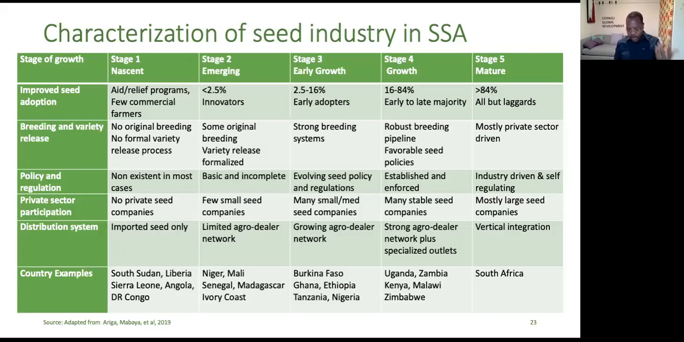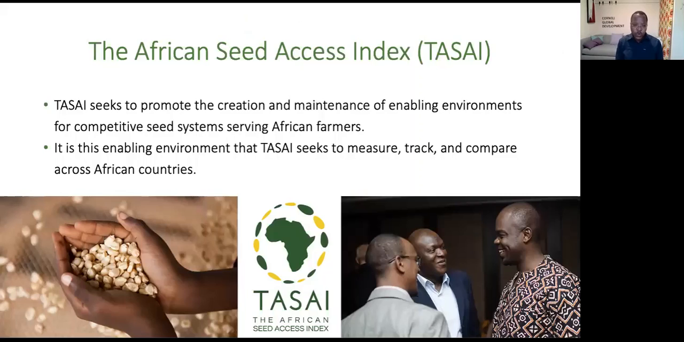So looking at all these systems, we came up with a tool. I was spearheading this work, but a lot of other people were partnering in this. We developed a tool called the African Seed Access Index, starting about 10 years ago as a concept note. This African Seed Access Index seeks to promote and maintain enabling environments for competitive seed systems serving smallholder farmers in Africa. This tool measures, tracks and compares performance of the seed sector across different African countries.